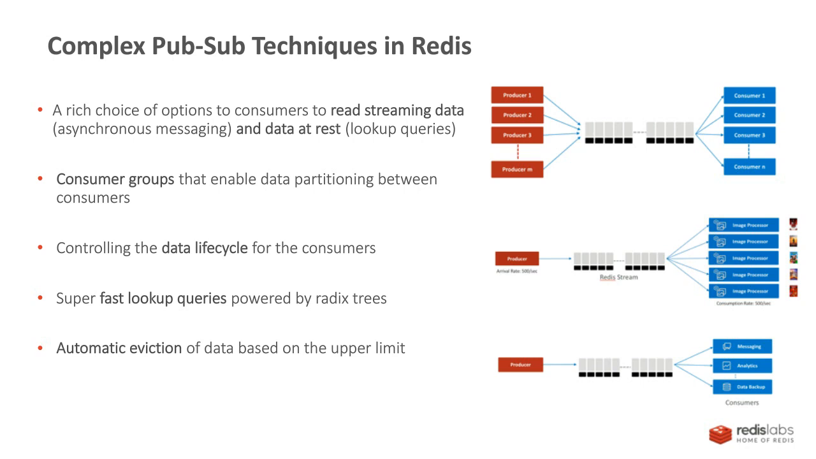With consumer groups, you could define rules to say that certain consumers would only listen to a certain topic, and so on. You control the full data lifecycle. You have fast lookup queries, and you have automatic eviction policies that you can set up as well.